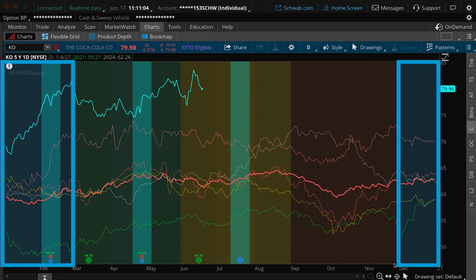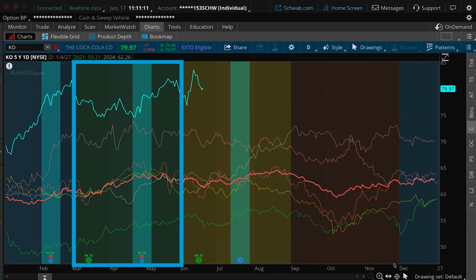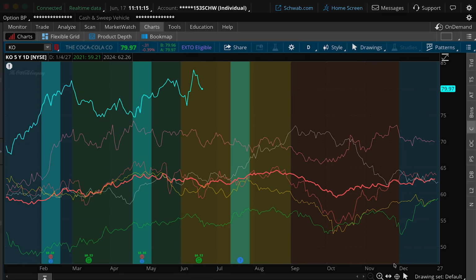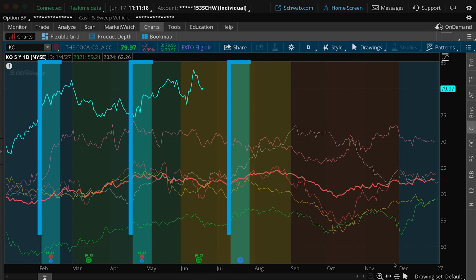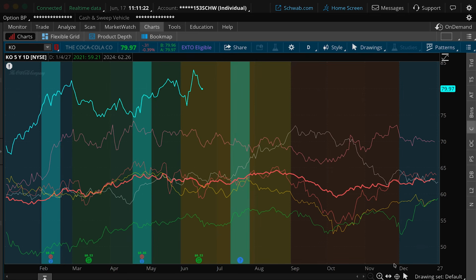Winter is blue, running from December to February. The next 3 months in green are spring. Summer is in yellow, and autumn in orange. Earnings and announcements are the lighter colored columns, which can be an important time to watch changes in the price.